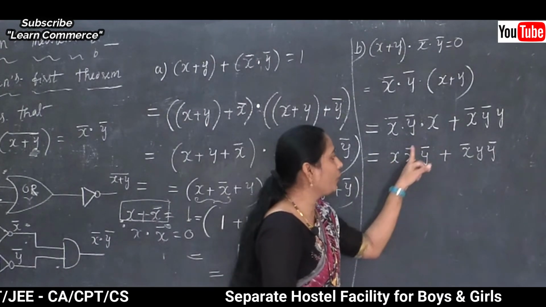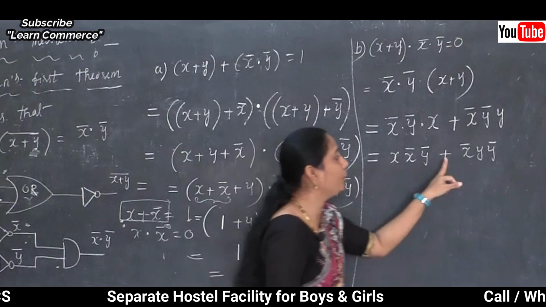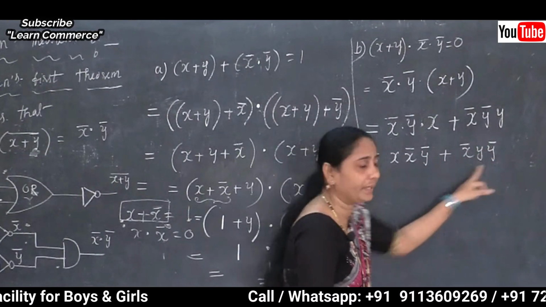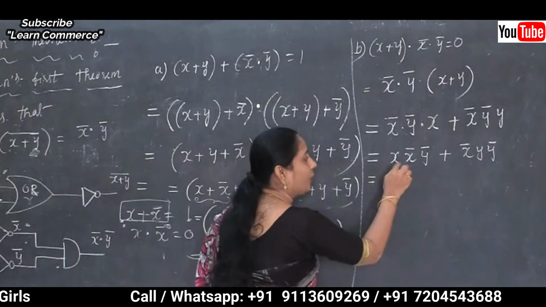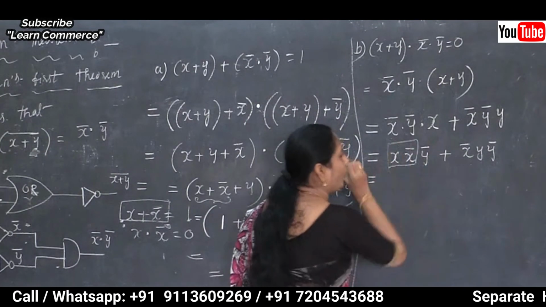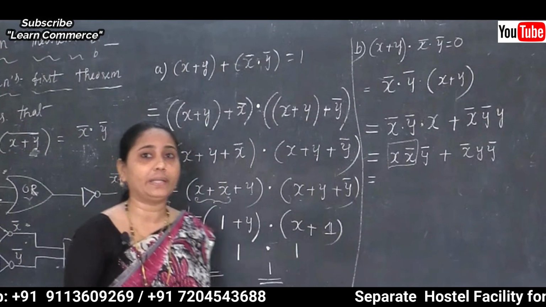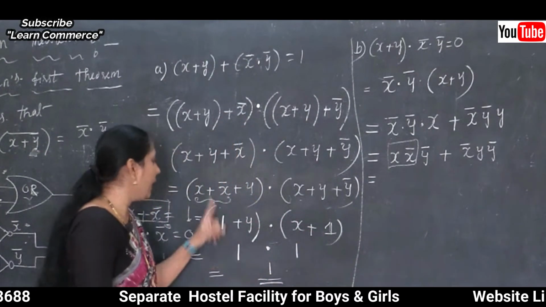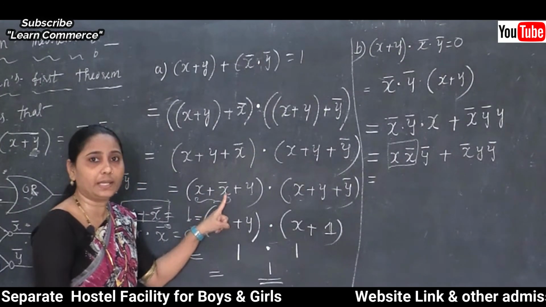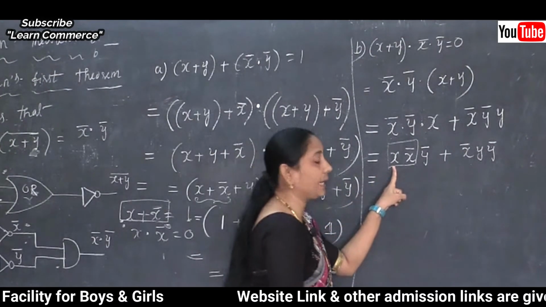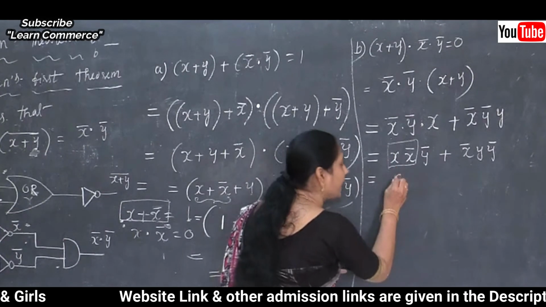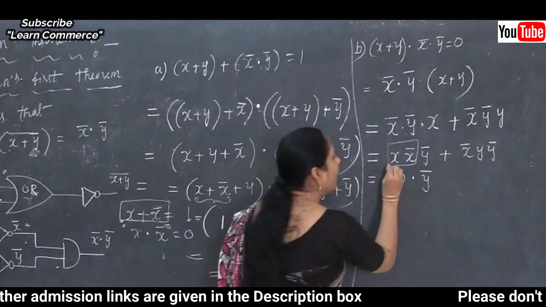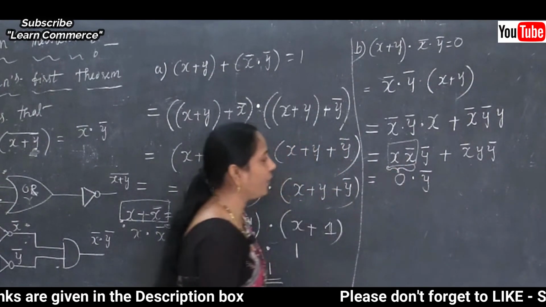So x, complement x and complement y plus complement x and y and complement y here, and the next one, we know the meaning of x and complement of x. Why? Because of the complementarity law, correct? x plus complement x, the result is 1. But what about x and complement of x? The result is 0. So 0 and complement of y. Clear this point here. So how I completed the value 0 here.